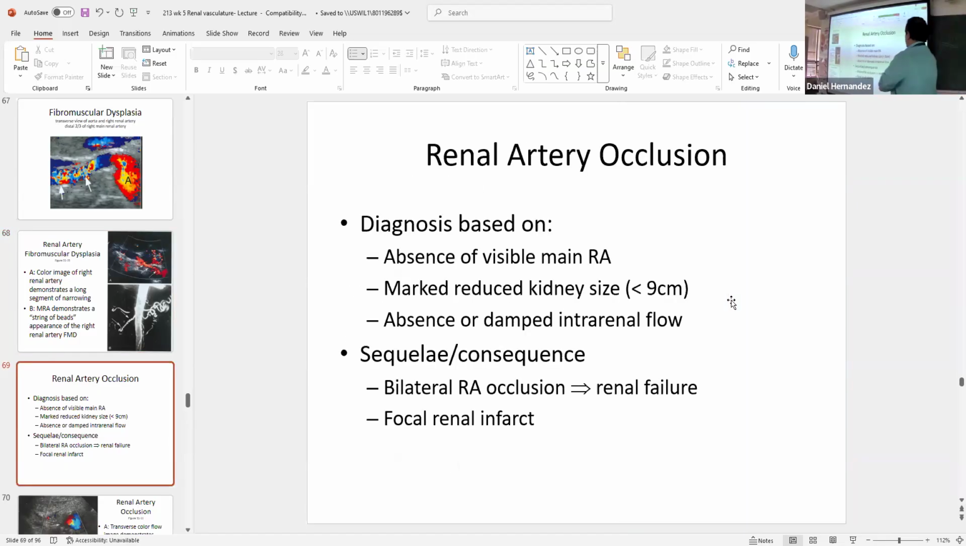All right, so renal artery occlusion. We can make that diagnosis if there's absence of a visible main renal artery. If we see a very markedly reduced kidney size, a kidney that's teeny tiny, less than 9 centimeters, or we're imaging the kidney, put our color on, and there's absence of arterial flow in the kidney, that's a bad sign. We can make the diagnosis of an occluded renal artery. Or we have very dampened intrarenal flow, so it's almost non-existent.